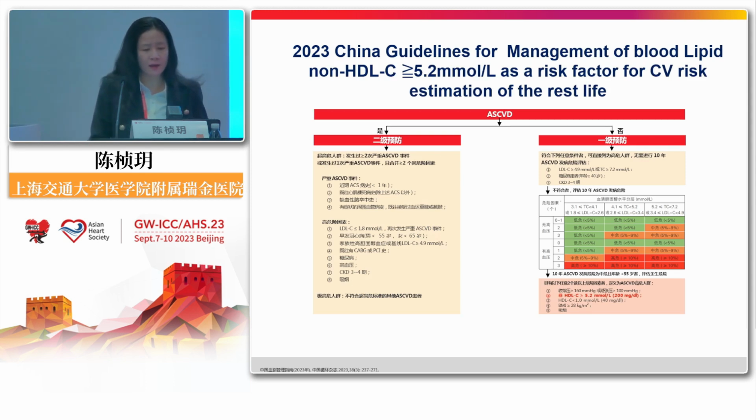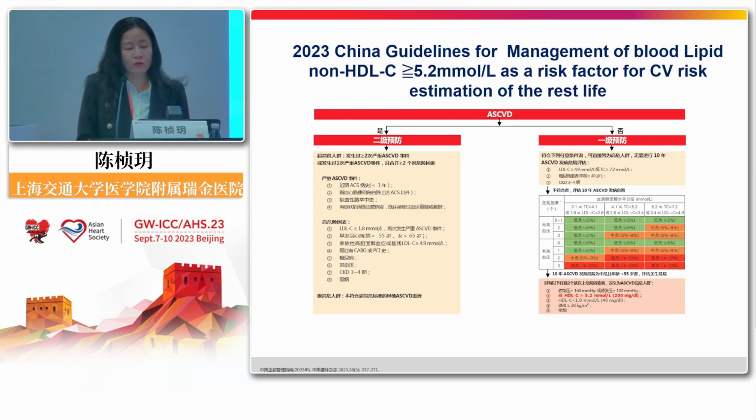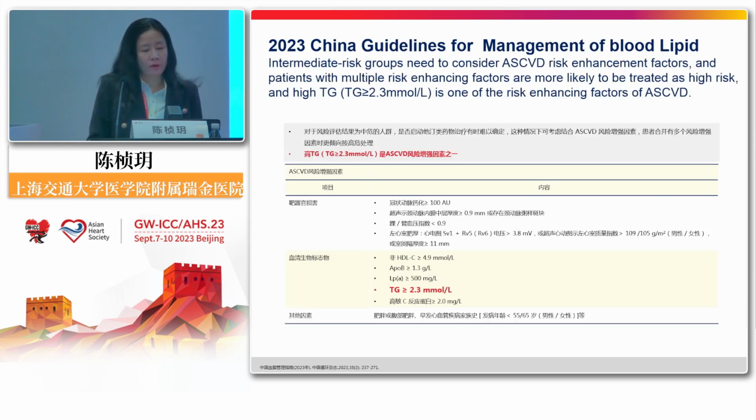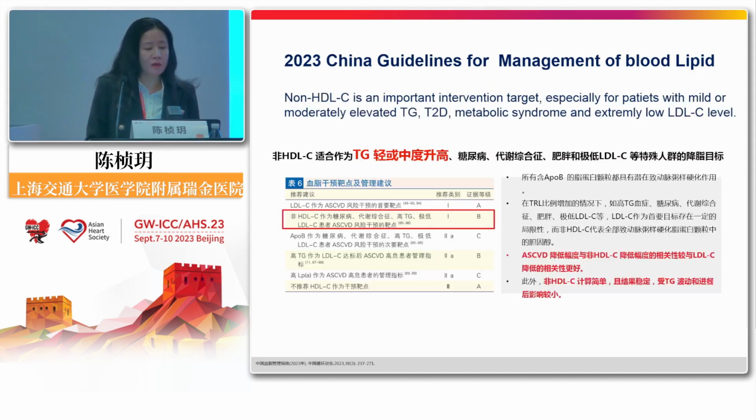How about the China guidelines? The new China guidelines recommend non-HDL-C more than 5.2 as a risk factor for estimating lifetime CV risk. As I just mentioned, non-HDL-C covers LDL-C and VLDL-C, and TG actually reflects increased VLDL particles. So the clinical set uses non-HDL-C, but high TG more than 2.3 is one of the risk enhancers of ASCVD in these new guidelines.